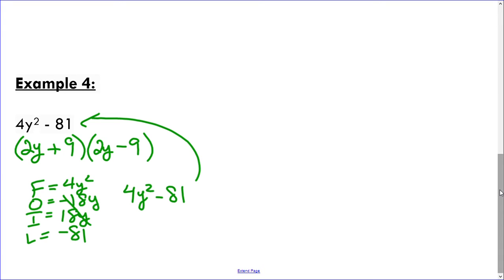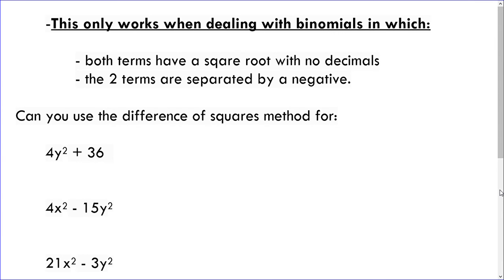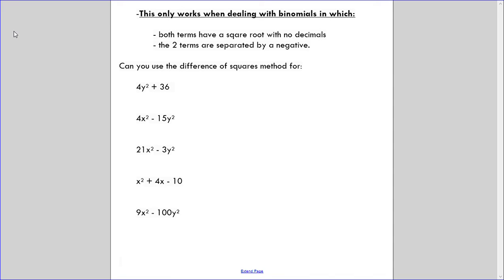So a difference of squares problem is really precise, where you need two terms. They have to be perfect squares on each side, and they have to have a minus sign in the middle. So this only works when we deal with binomials, where both terms have a square root with no decimals, and the two terms get separated by a negative. So out of the ones that are here, can you spot the difference of squares problems that are there altogether? So take a second, look at them, see which ones here I can use difference of squares for. So pause, read, and come back when you're ready to go over it.